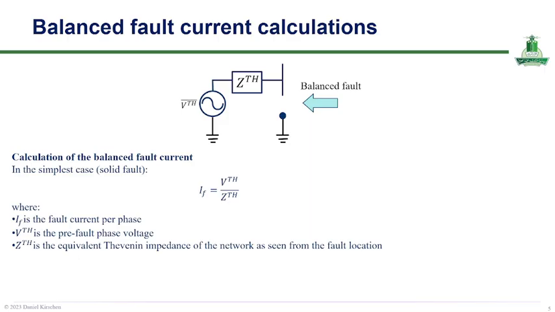Because the system is balanced, this calculation applies equally to all three phases. This simple relationship highlights how the magnitude of the fault current is directly proportional to the system voltage and inversely proportional to the network impedance, making it a key factor in protection system design.